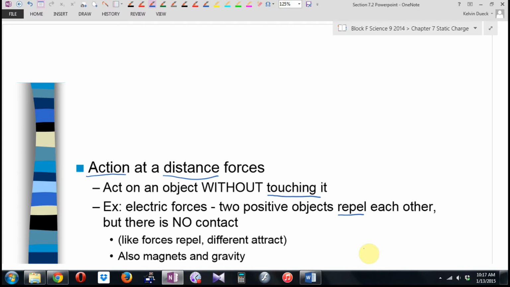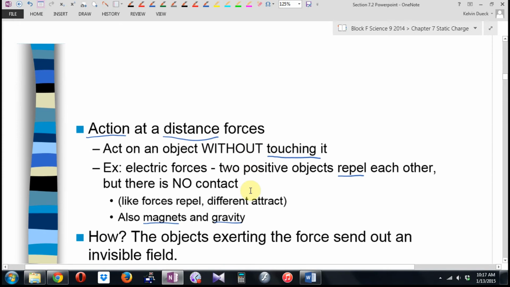2 other action at a distance forces, magnets and gravity. I'm going to assume you've all played with magnets, and you've seen when they're close together, all of a sudden they'll leap towards each other and connect, even though they weren't touching to begin with. How?